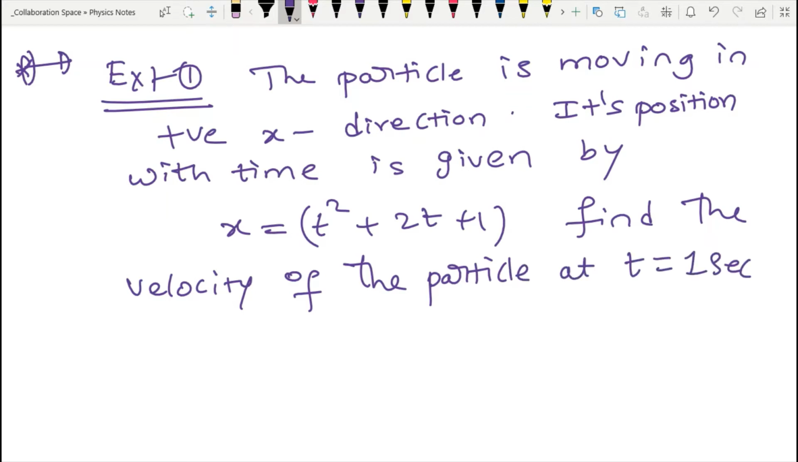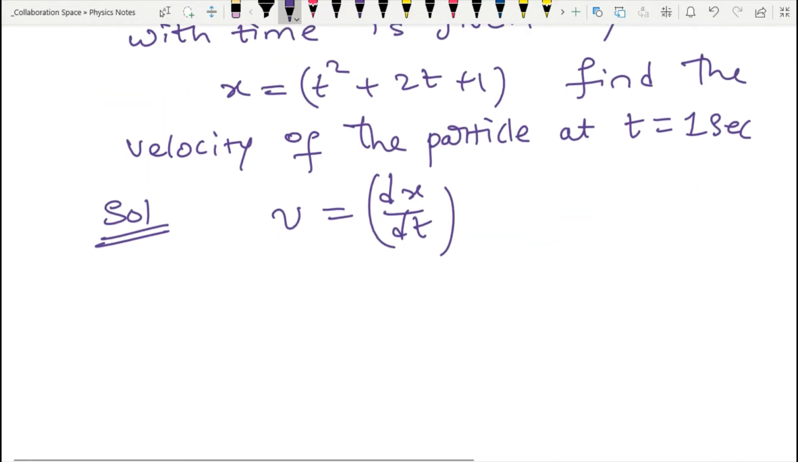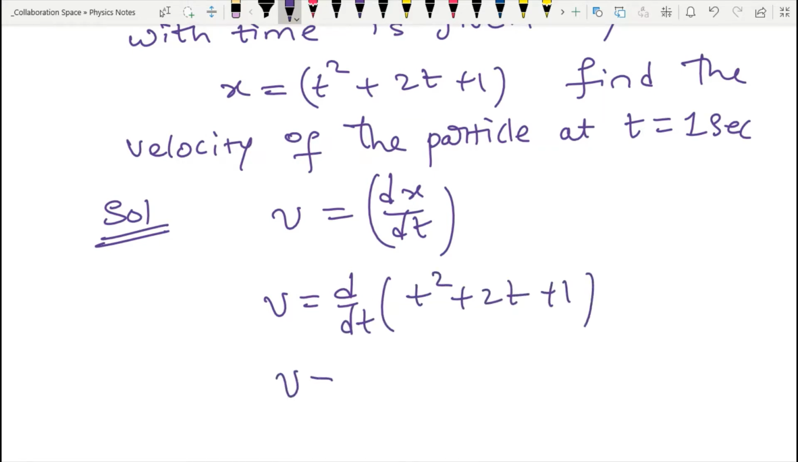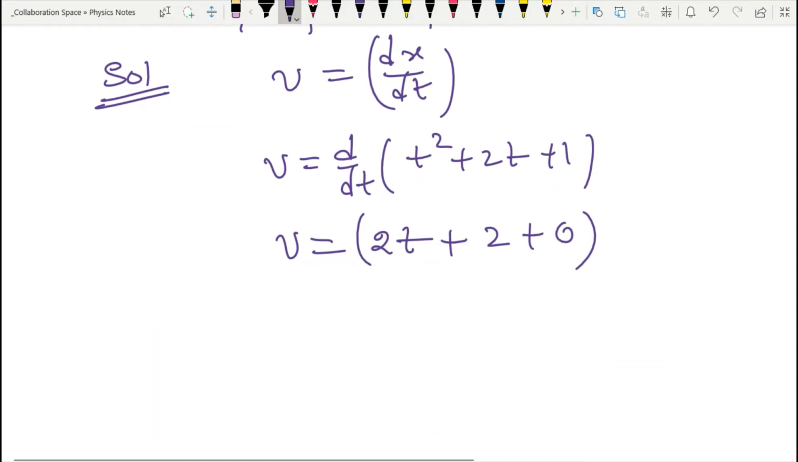So this way they will create questions and they will ask you questions. Now let us see. Position means x, so velocity means dx by dt. So dx by dt is nothing but velocity. Here, d by dt of t square plus 2t plus 1. So v is equal to d by dt of t square is 2t, d by dt of 2t is 2, d by dt of 1 is 0. So velocity can be written like this: velocity is equal to 2t plus 2.